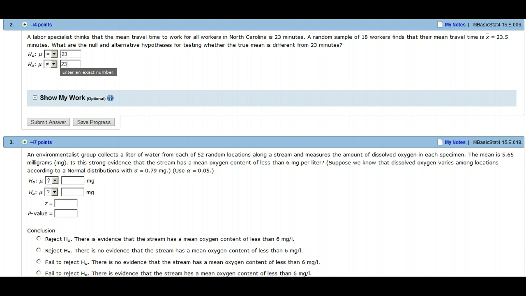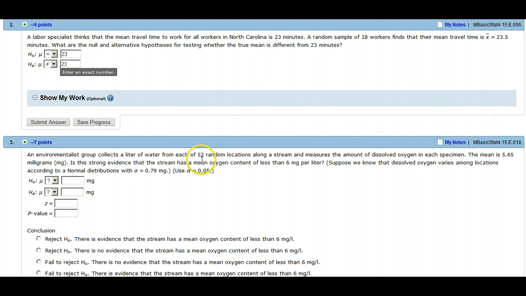Okay, after you decide the null hypothesis, the next thing you do is find the z-value and the p-value. So in question number 3, it says an environmentalist group collects a liter of water from each of 52 random locations along a stream and measures the amount of dissolved oxygen in each specimen. The mean is 5.65, that's X bar. Is this strong evidence the stream has a mean oxygen content of less than 6 milligrams per liter? Suppose we know that dissolved oxygen varies among locations according to a normal distribution with sigma equal to 0.79 milligrams. And we're going to be using an alpha level of 0.05.